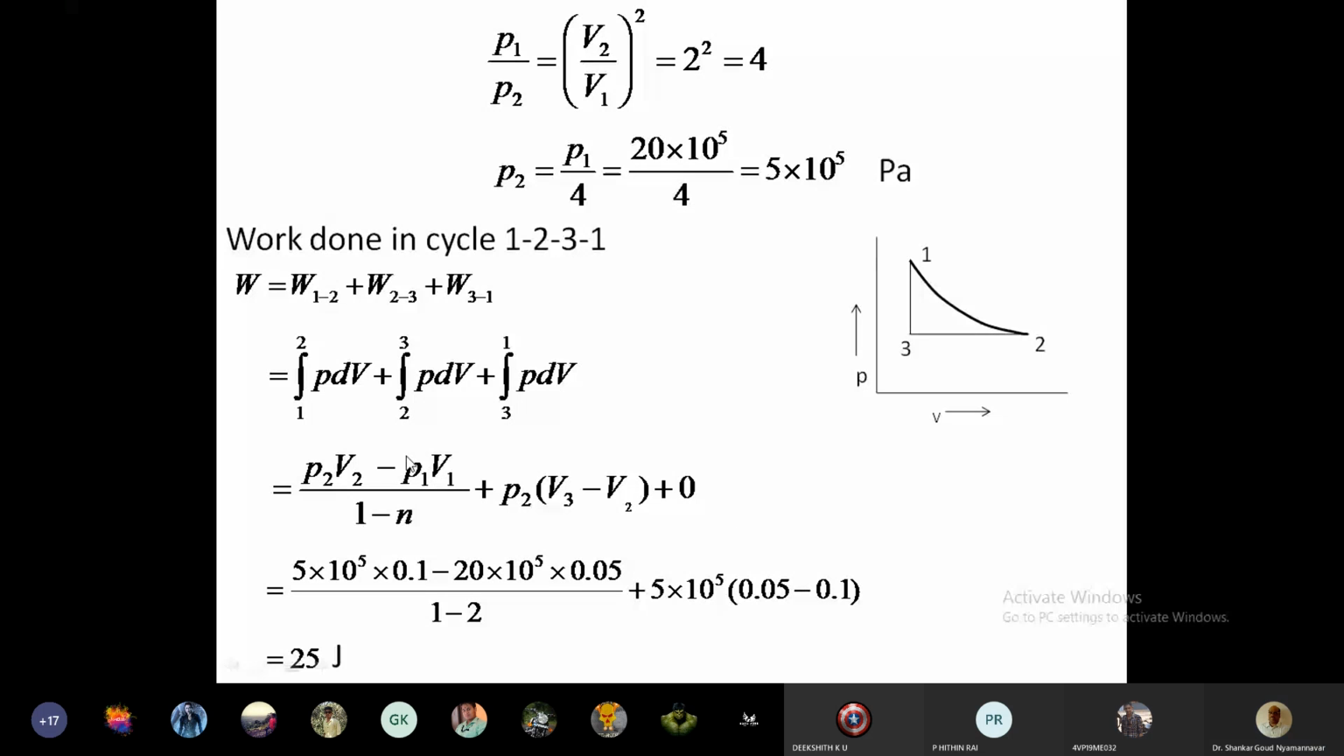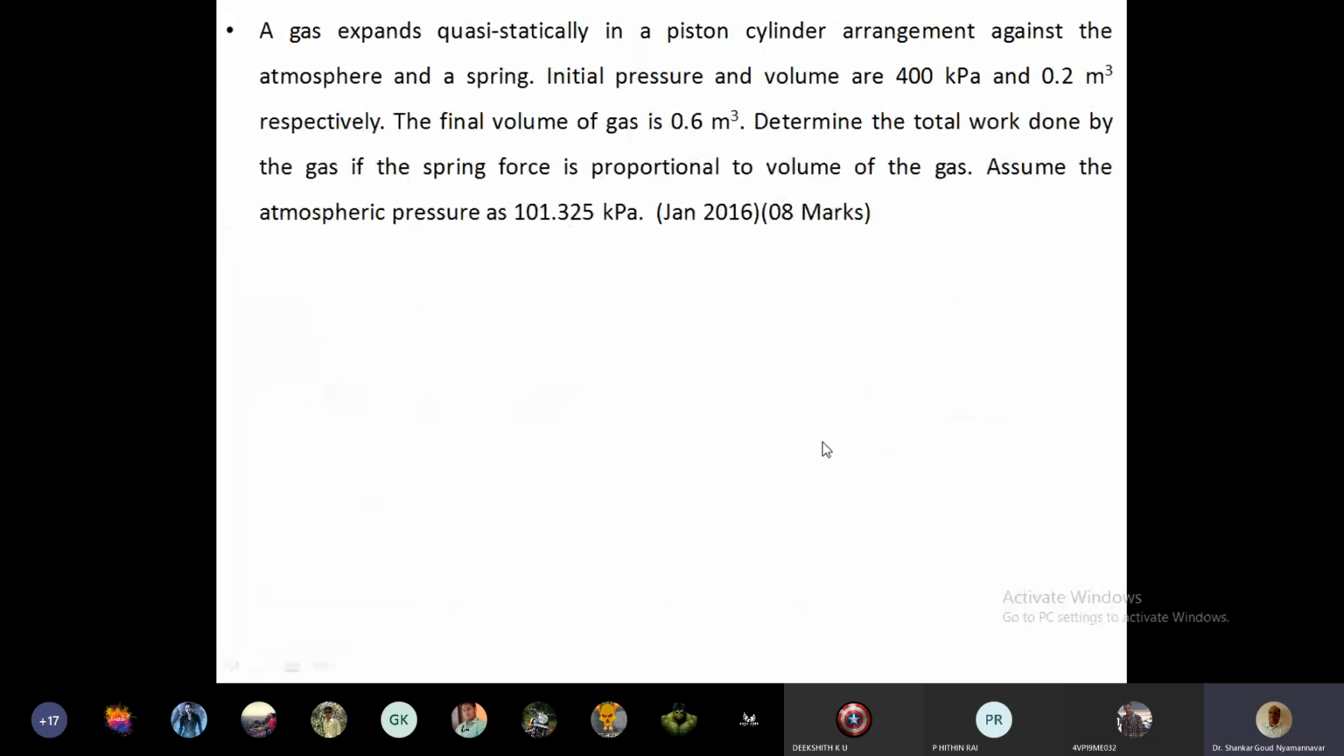Yes, sir. Okay, this equation, don't forget this. For any polytropic process, this is the equation. N is nothing but the power of V in that equation. P V to the power N equal to constant. So this is a direct answer. If you can derive this, it's okay. If you can remember, it's still better. Clear? Okay. So try to solve this problem.